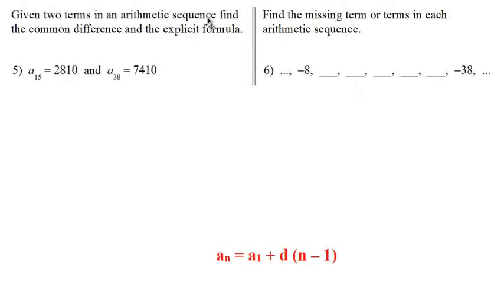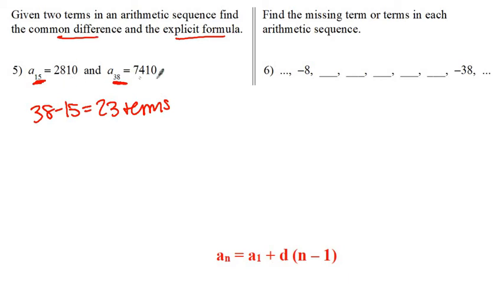All right, numbers 5 and 6. On number 5, they give us two terms in a sequence, and they ask us to find the common difference and the explicit formula. So let's first find the common difference. We're going from the 15th to the 38th term. So from 15 to 38, that's a distance of 23 terms. And in that distance, we're going from 2810 to 7410. So how much distance are we covering in 23 terms? It looks like we are covering 4,600.